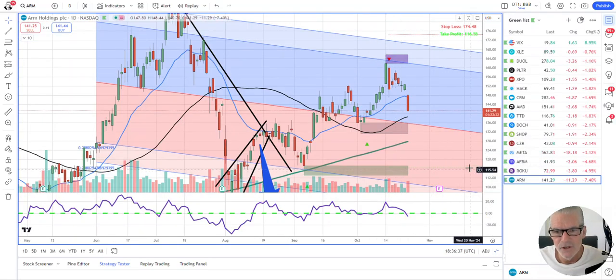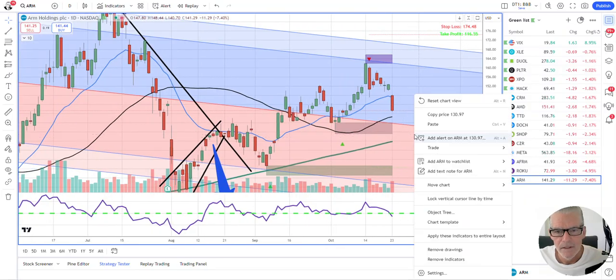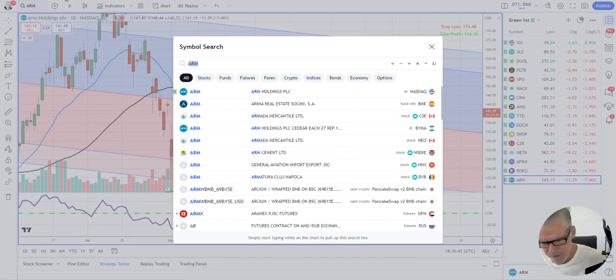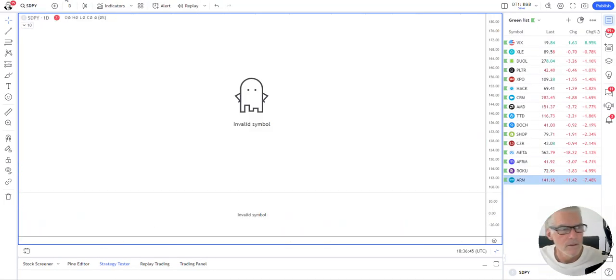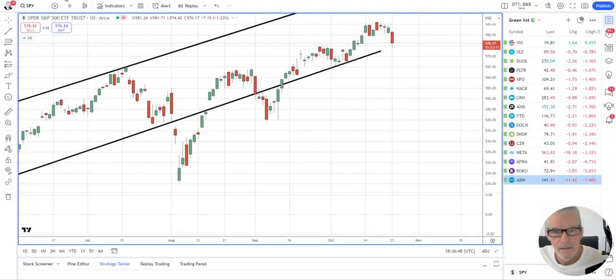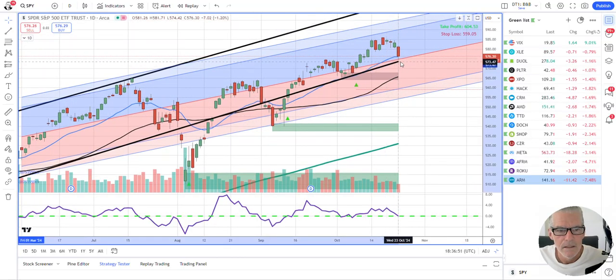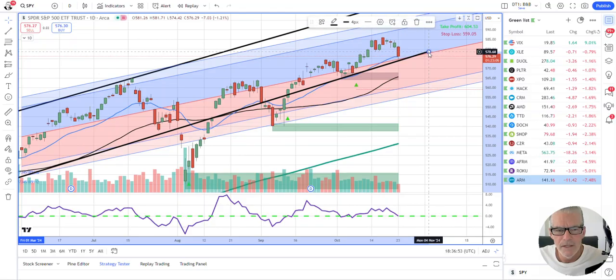This is the other chart setup that I have. Let me get rid of all this stuff. Let's just put on SPY. So this is a longer-term uptrend, that one right there.